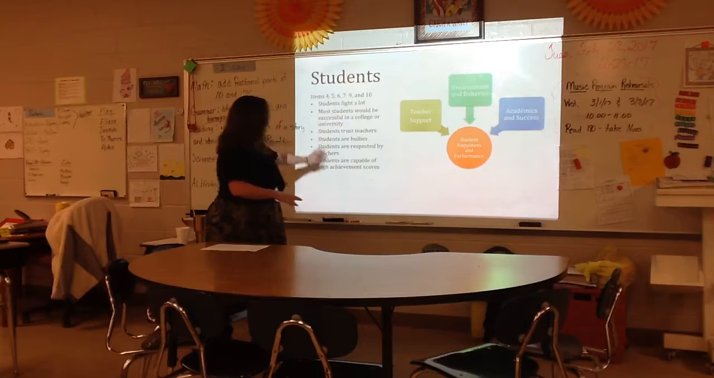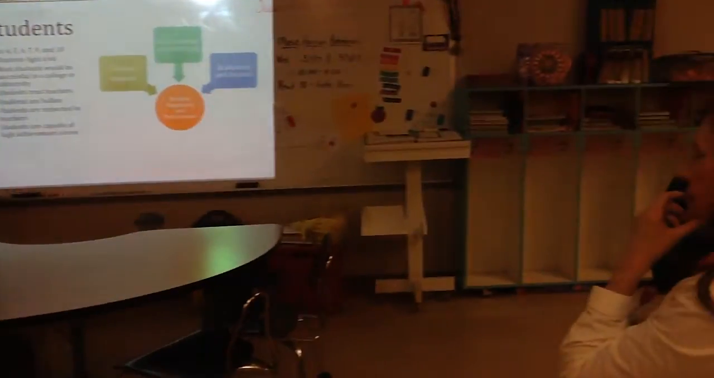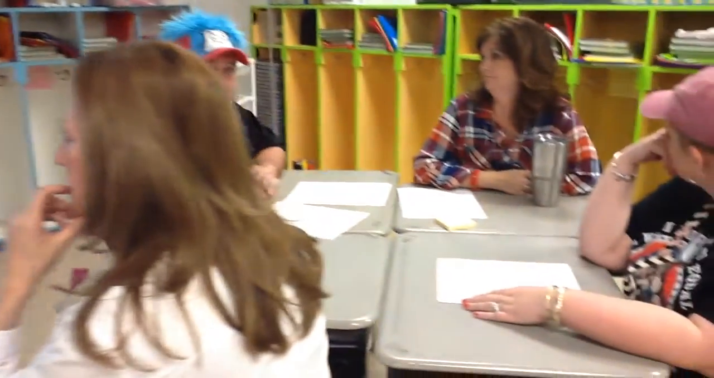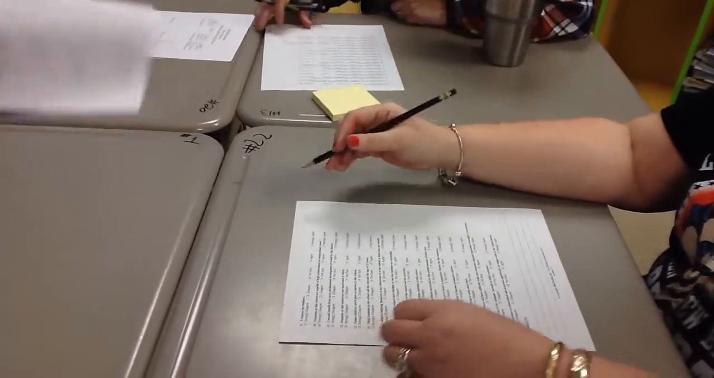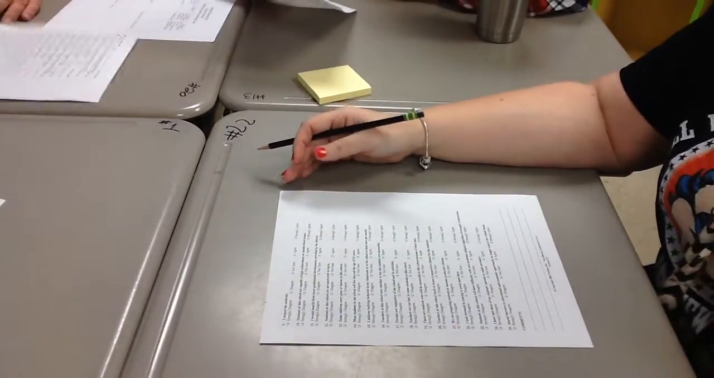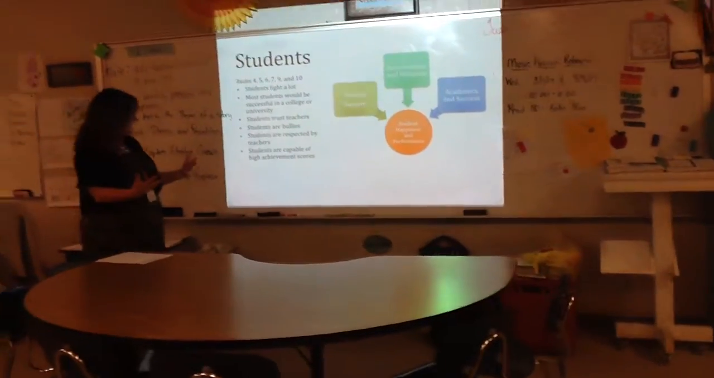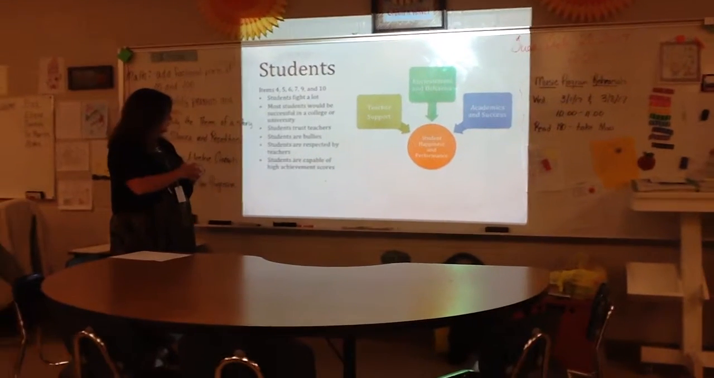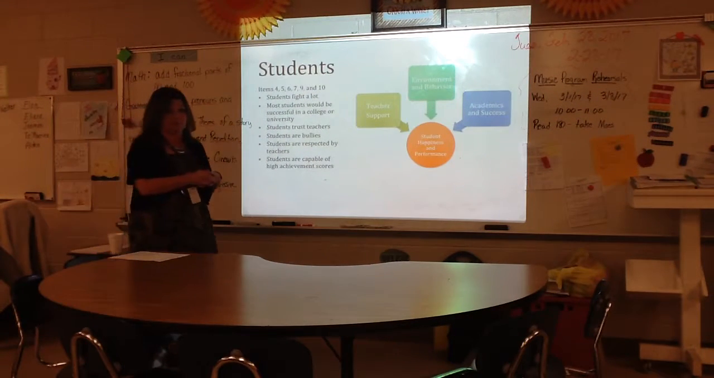Okay, so those are some of the places, and you can look on your example and see which items we're looking at specifically. And these are the items where our students scored high. Most of them are college and career ready. They trust their teachers. They're not bullies. They're respected by their teachers. They are capable of high achievement scores.